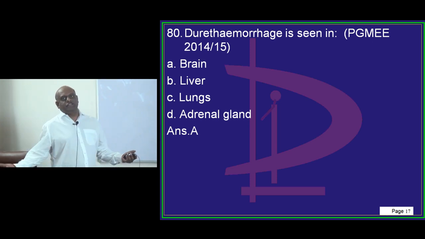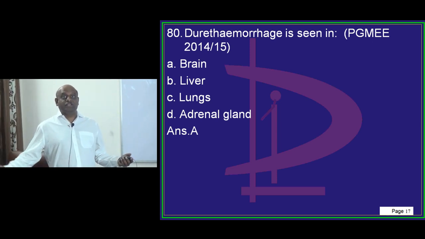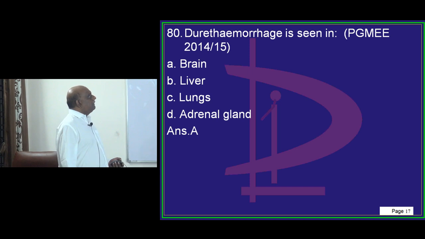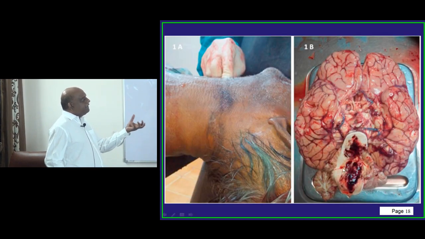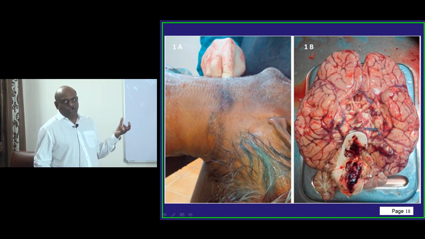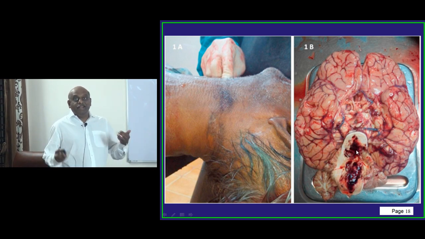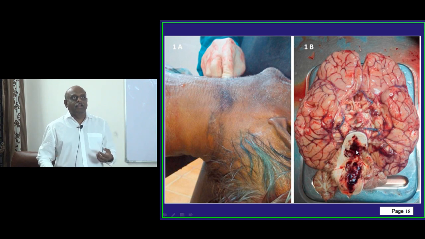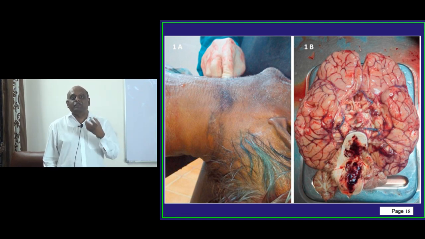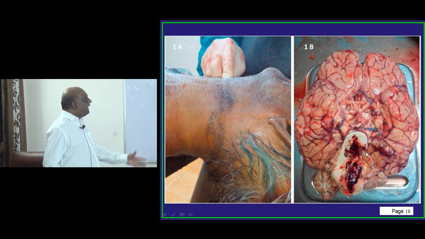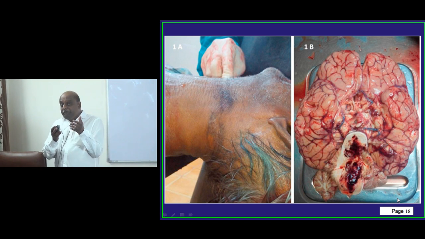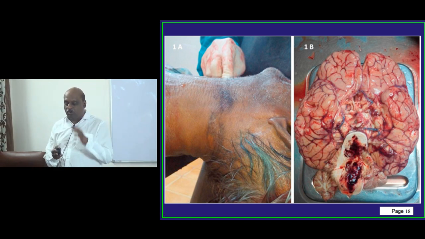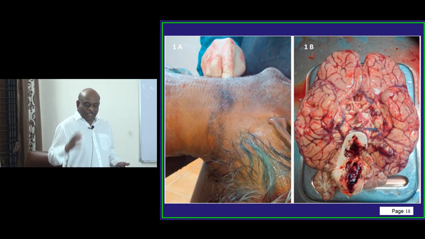Of course, we see them in the brain, but where exactly? Basically, Duret's hemorrhages typically happen in the midbrain, very commonly, whenever there is any tentorial herniation and a lot of hypoxic ischemic encephalopathy that makes the small capillaries bleed, leading to hemorrhages in the midbrain, which are called Duret's hemorrhages.